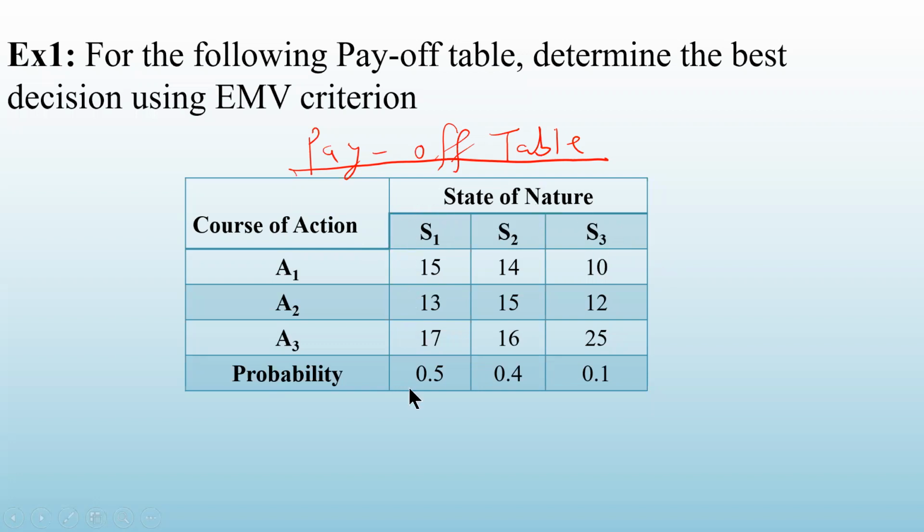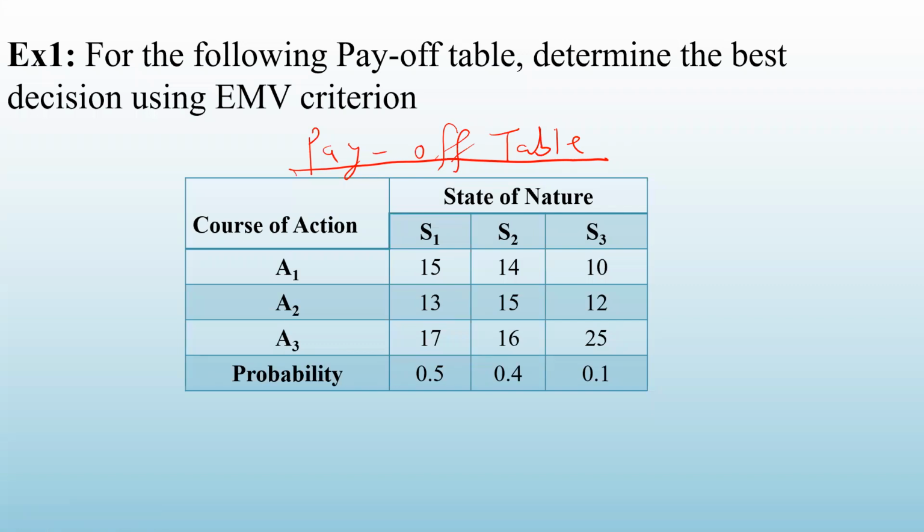He knows that 0.5 is the probability that the event S1 will happen. So it means the chance is 50%. 0.5 means 50% chance. Similarly, the event S2 will happen, what is the probability of that? It is 0.4. And for S3, the probability of that is 0.1. So in this table in decision making under risk, you can make out the last row will be of probability. Correct? Now we will solve this problem.